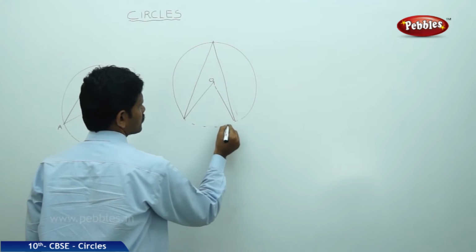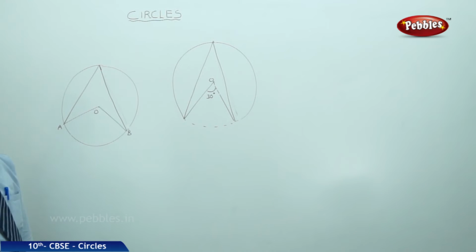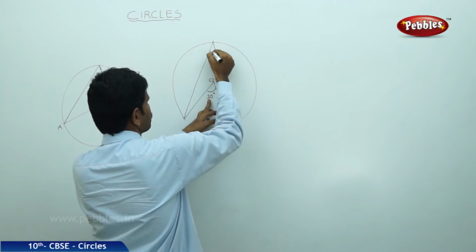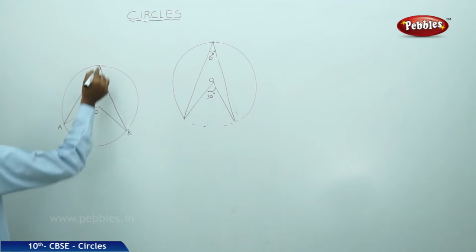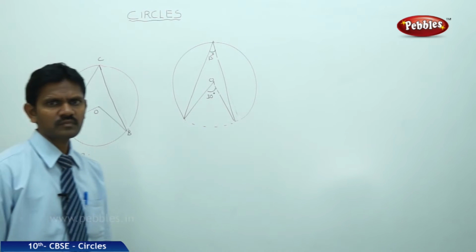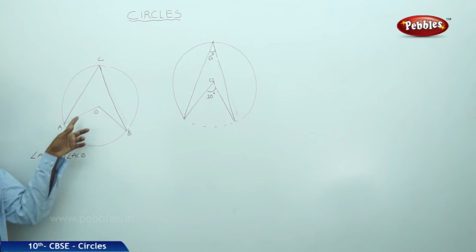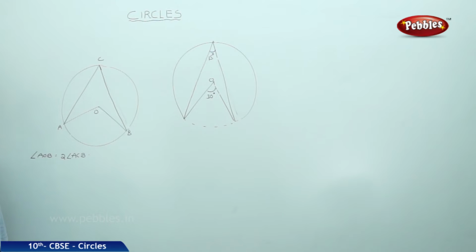That is, here 30 degrees is there. Suppose half of this, here 15 degrees will be there. That is angle ABC. Now, we can write the relation between the angles. Angle AOB is 2 times angle ACB.